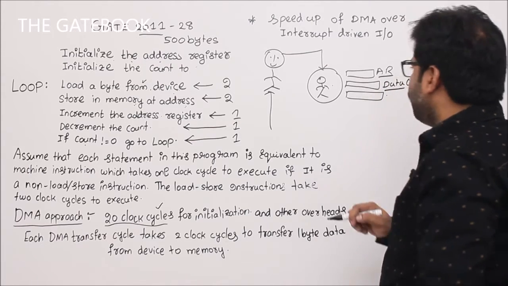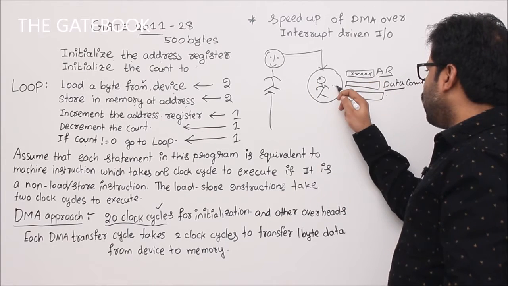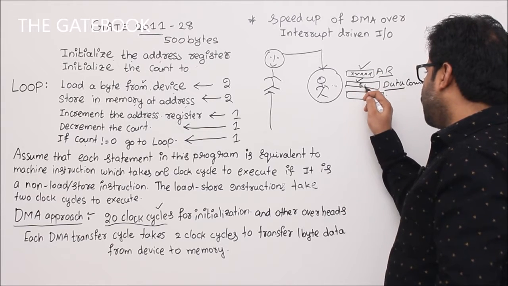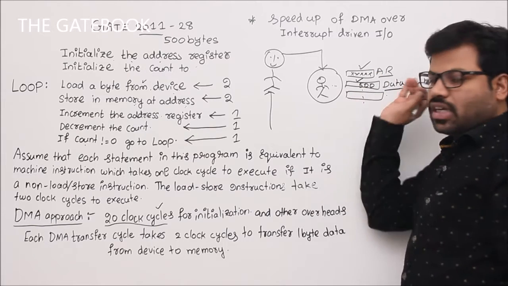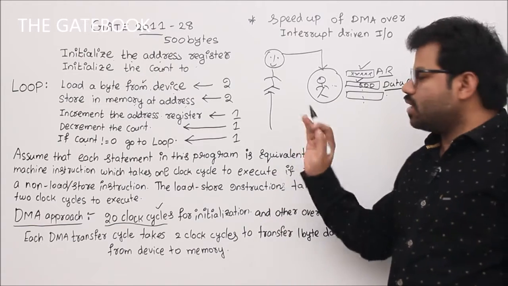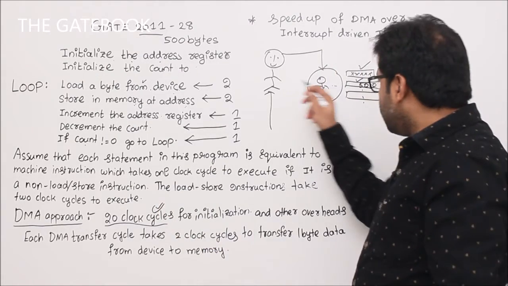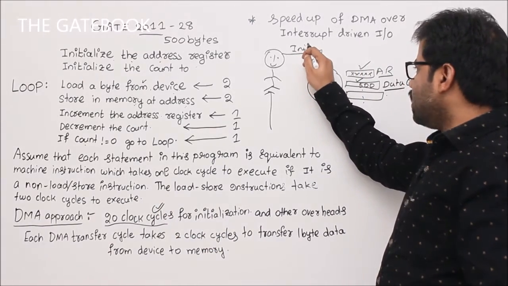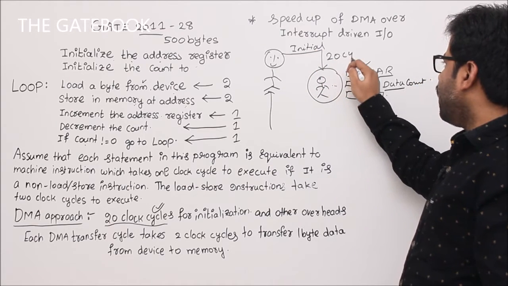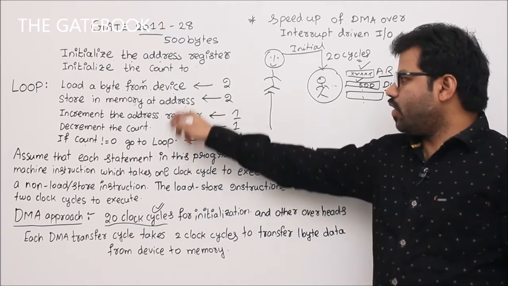Now initially the CPU will give everything to the DMA controller: my dear DMA controller, this is the address register, this is the data to be transferred, 500, everything. Now just continue. From now onwards I give you the bus, you continue. That is the story. This entire process is called initialization. That initialization takes how much time? 20 clock cycles. During these 20 clock cycles, your CPU is busy executing these instructions.